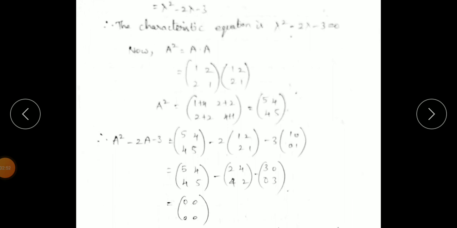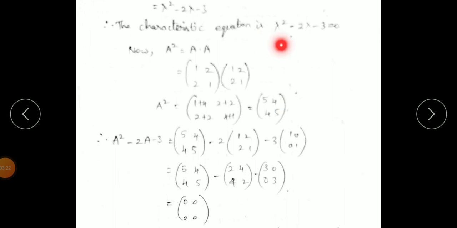Now what are we going to do? We are going to replace this lambda with capital A and equate it to 0. So the answer will be a 0 matrix or null matrix. If it comes like this, then we can say that the given matrix is verified by the Cayley-Hamilton theorem. So now we have to find A squared first. A into A is A squared. Multiplication of matrices you know very well, so you just write the answer.